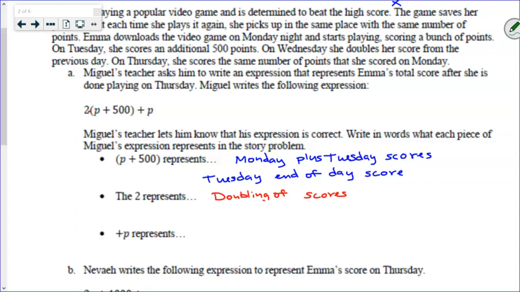And lastly, this plus p. What does this plus p at the end refer to? Siley? Yep, this is Thursday's because, as it says, Thursday scores the same number of points as Monday, which we don't know. So this is Thursday's addition to the score.